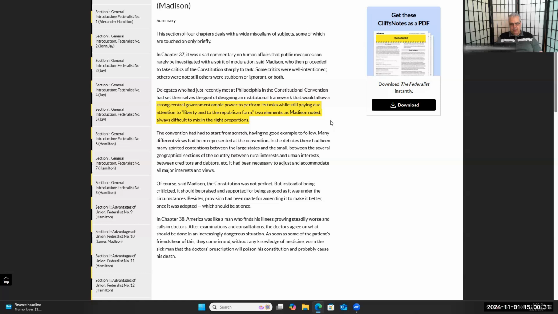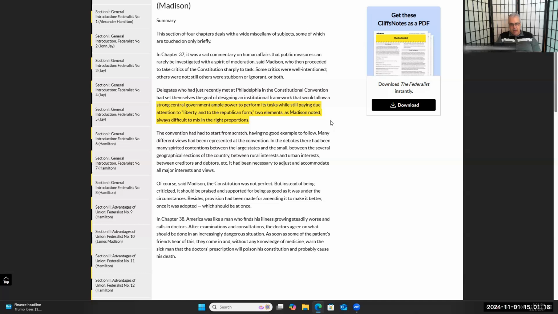Of course, said Madison, the Constitution was not perfect. Bingo, obviously. But instead of being criticized, it should be praised and supported for being as good as it was under the circumstances. Besides, provisions had been made for amending it to make it better. There you go. Once it was adopted, which should be at once. So that's why you have your amendments. There's 27 of them, and eventually we're going to go over those as well. There have been hundreds, if not thousands, of amendments proposed over the years, but only 27 have stuck. Why? Because such an important document as the Constitution should not be changed for light and transient reasons.